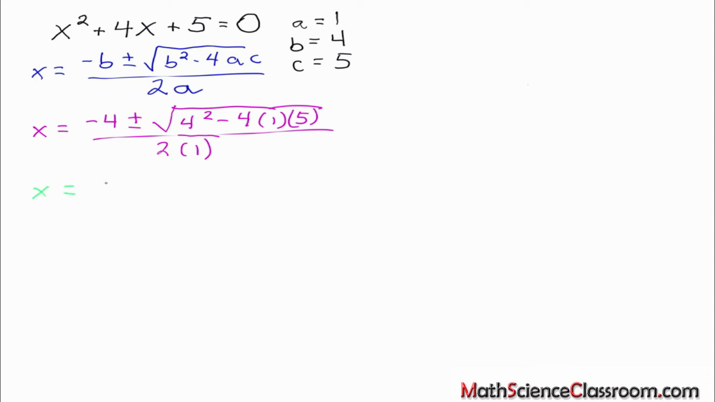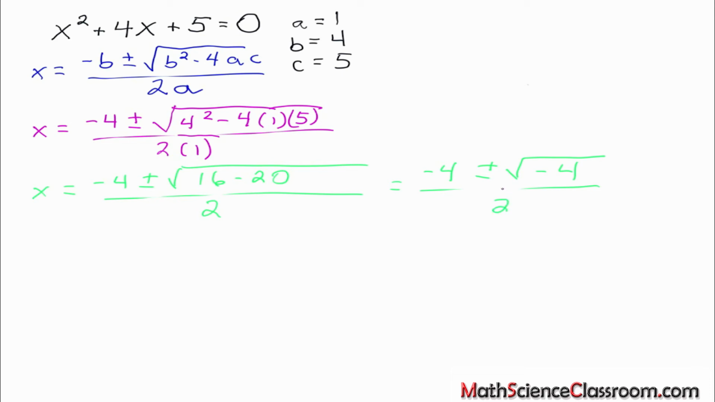x equals negative 4 plus or minus the square root of 16 minus 4 times 1 times 5, which is 20, over 2, equals negative 4 plus or minus the square root of negative 4, over 2.